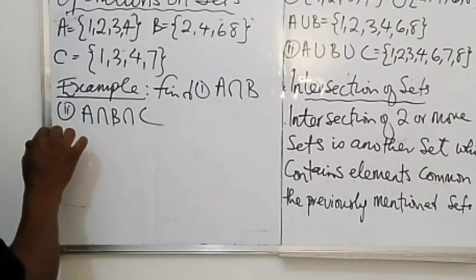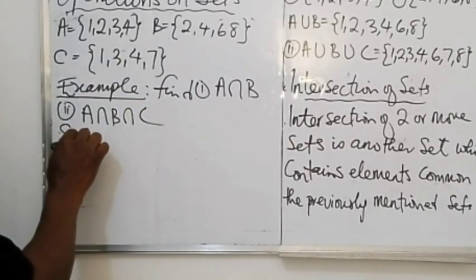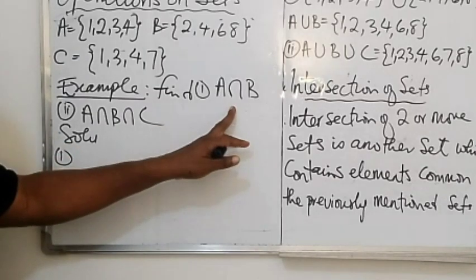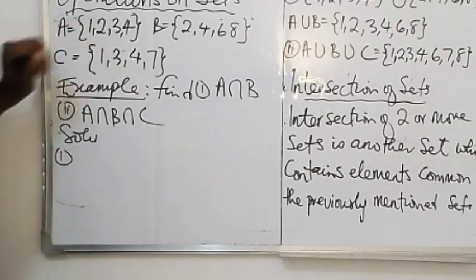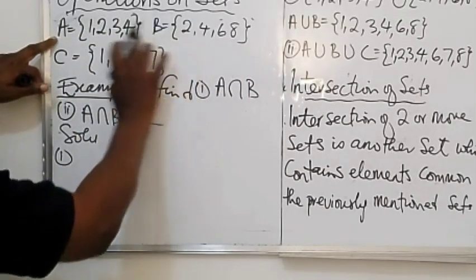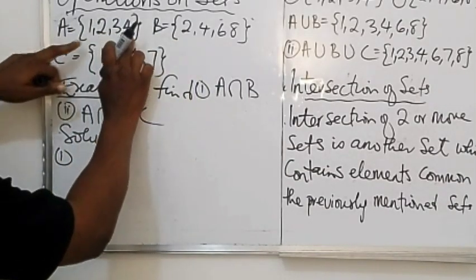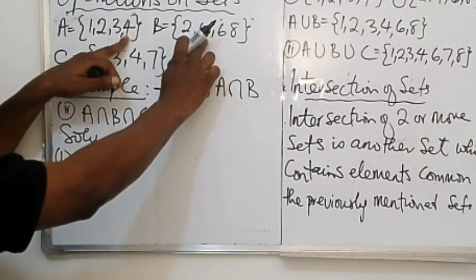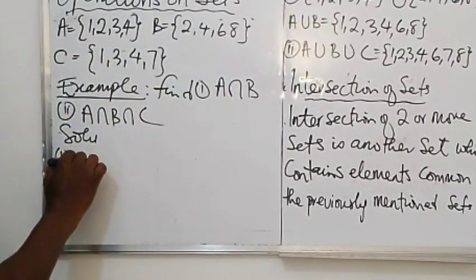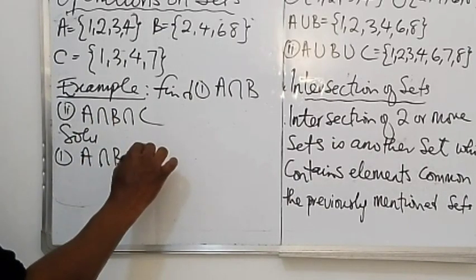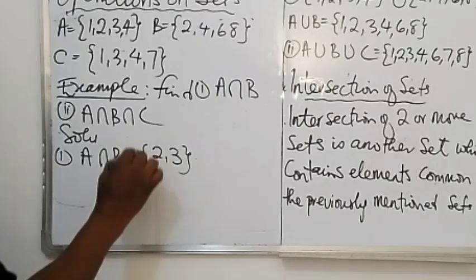So for our solution, first of all, the A intersection B part, we said elements that are common, right? So look at this. For our sets A and B, what is common? 2 is common and 4 is common. There's 2 here and there's 4 here. So 2 and 4 are the only common elements. So our A intersection B is the set {2, 4}.